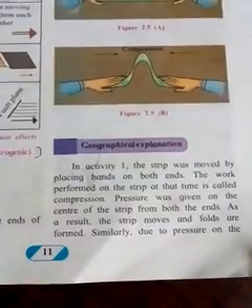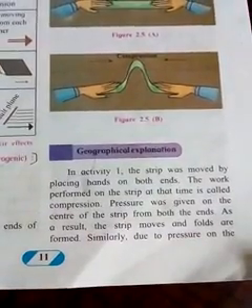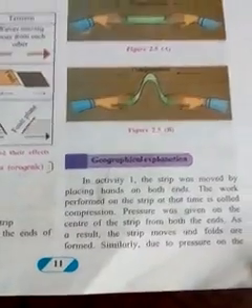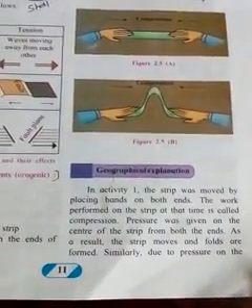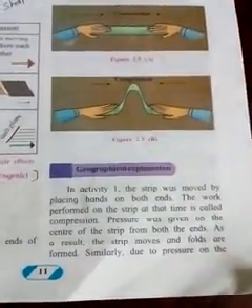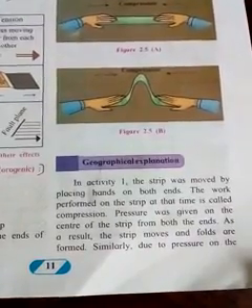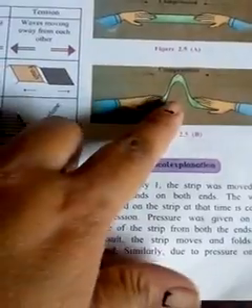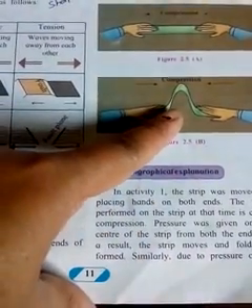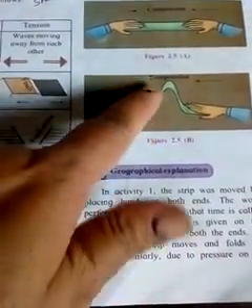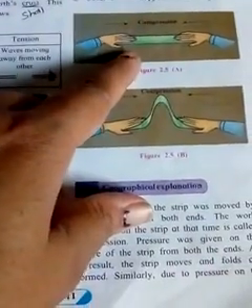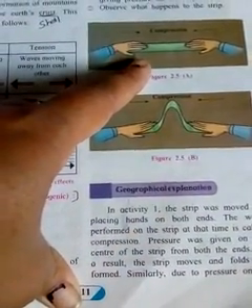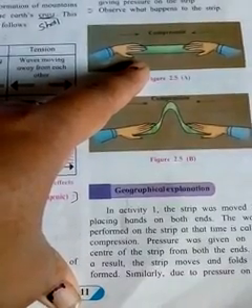That means in the second activity, our hands move toward each other. At that time the pressure is given to the center of the strip, and the strip moves and folds are formed. Here the strip moved and folded, but in this first diagram the strip was only straight. This is known as compression.